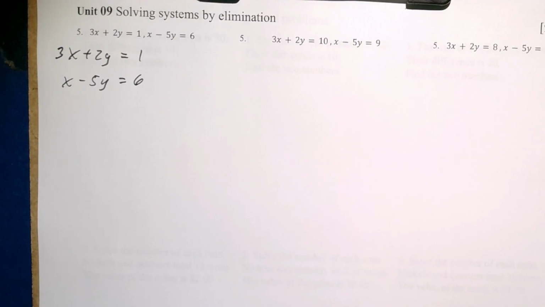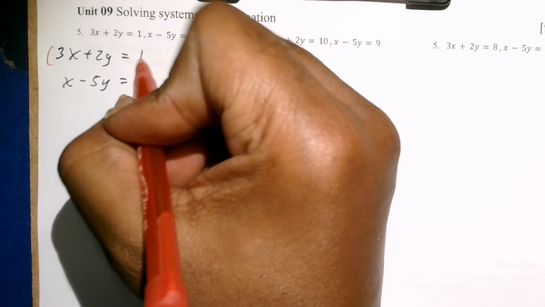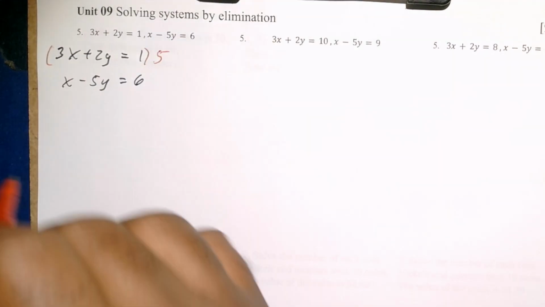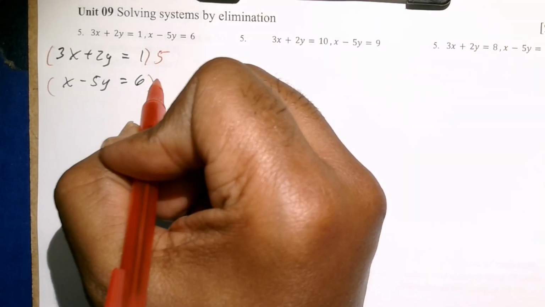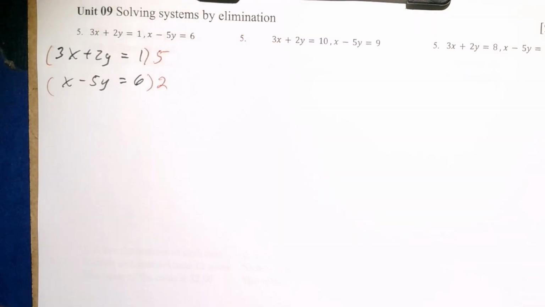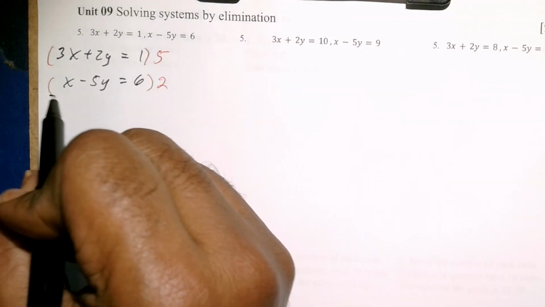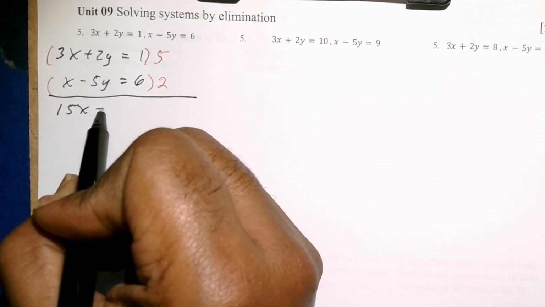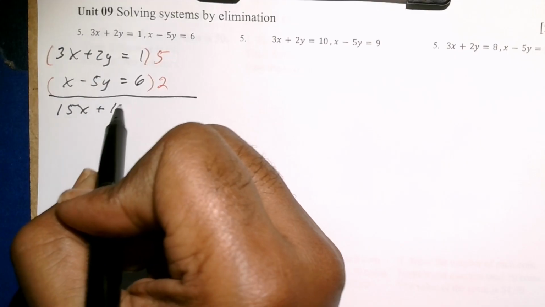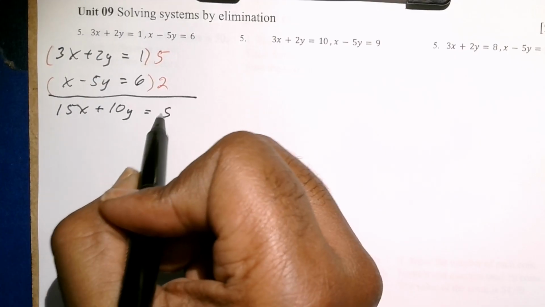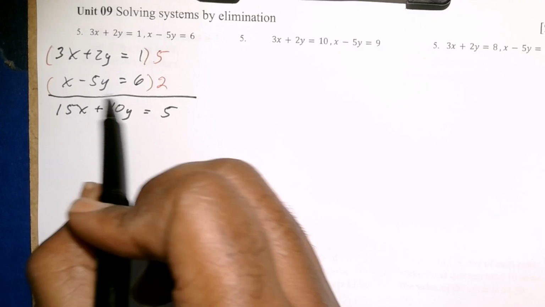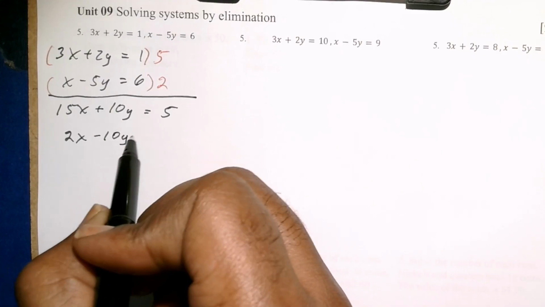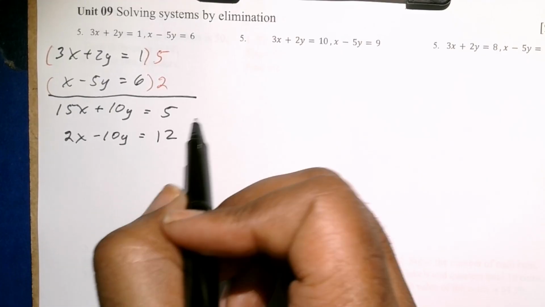So I need to turn the 2 into a 10. So I multiply everything by 5. And I want to turn the 5 into a 10. So I multiply everything by a 2 here. Okay, as a result, these become 15x using distribution, 10y, and 5. This one becomes 2x minus 10y and a 12.